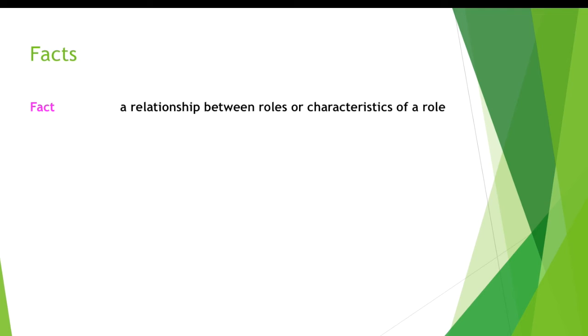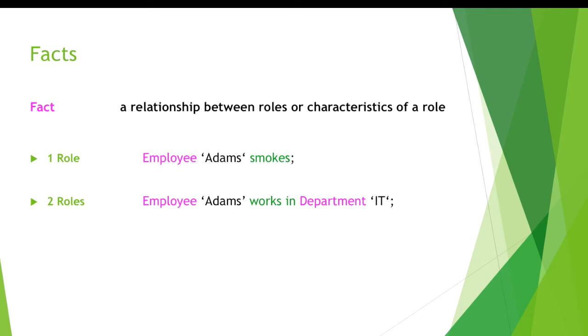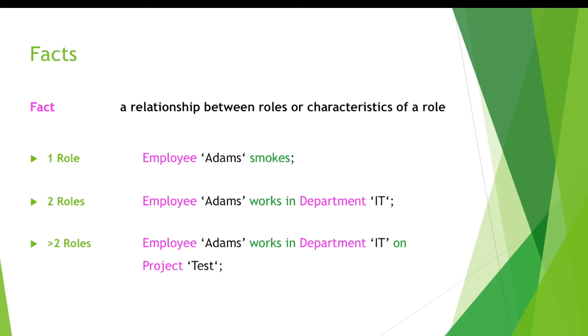Now we want to look at the concept of facts, which are relationships between roles or characteristics of a role. We distinguish between the number of objects and the role they play that are included. So, one role included, employee Adams smokes. Two roles included, employee Adams works in department IT. And more than two roles, employee Adams works in department IT on project test. So all these three readings are meaningful sentences relating the roles of a fact type in close to natural language.